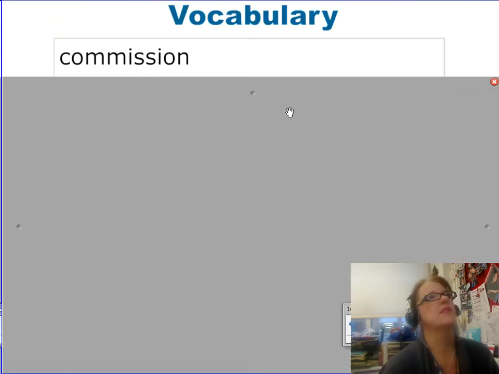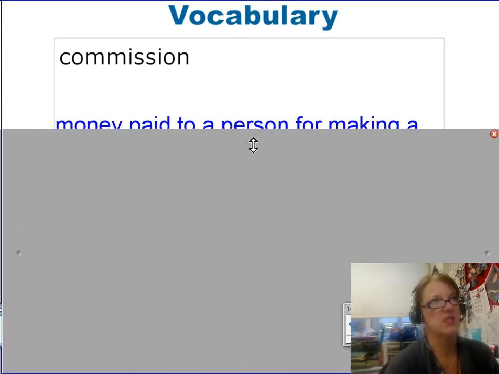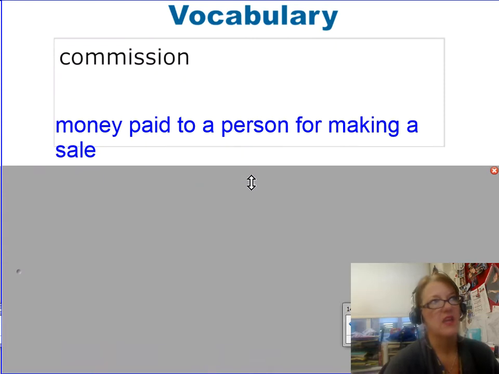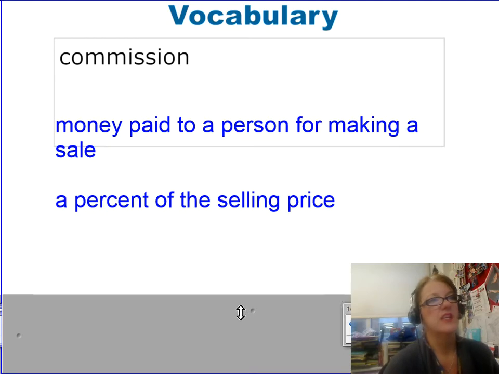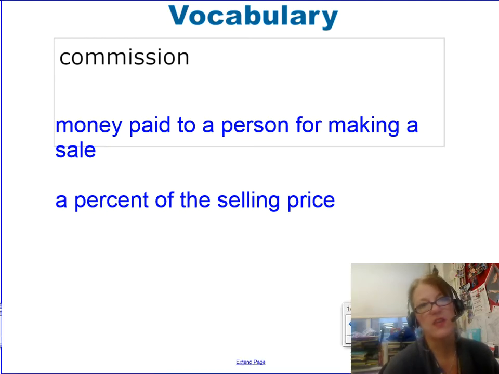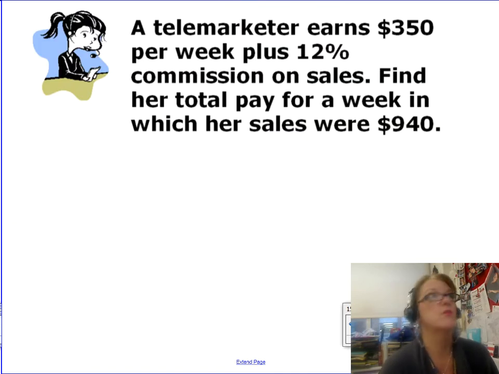All right, the next one is commission. If you are into sales, you might work on some commission. It's money that's paid to a person, a salesperson, for making a sale. Usually, this is calculated as some kind of percent of the selling price. They work on commission. So this is intended kind of to be a motivator to make that salesperson work harder and try and get more and more sales, because then they in turn will make money. So let's take a look at this one.